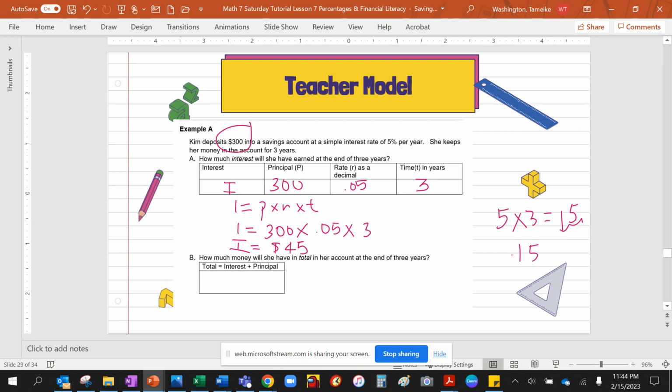The next question says, how much money will she have in total in her account at the end of 3 years? The total equals the interest plus the principal. If the interest is $45 and the principal is $300, Kim will have $345 in her account at the end of 3 years.